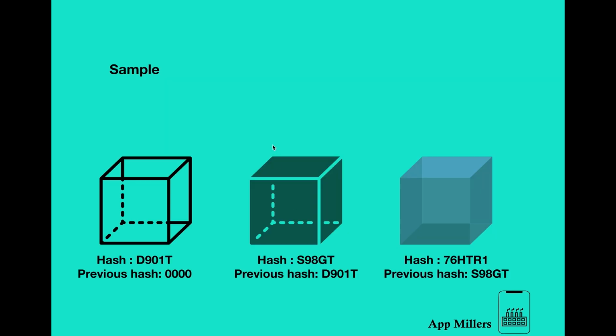Okay, let's look at this example. As you can see, each block contains data, a hash, and the previous block's hash. In this way, these blocks are linked together. Let's say a hacker comes along and tries to modify the middle block. Every time a block is modified in any way, the hash of the middle block will change.